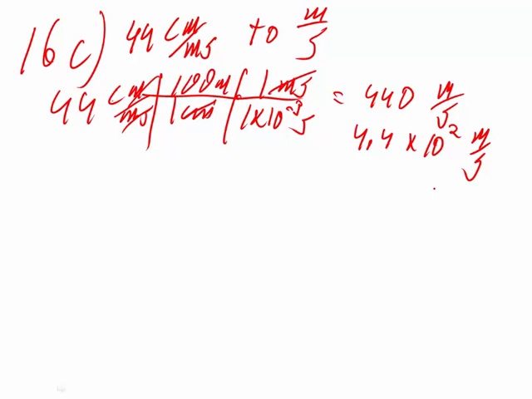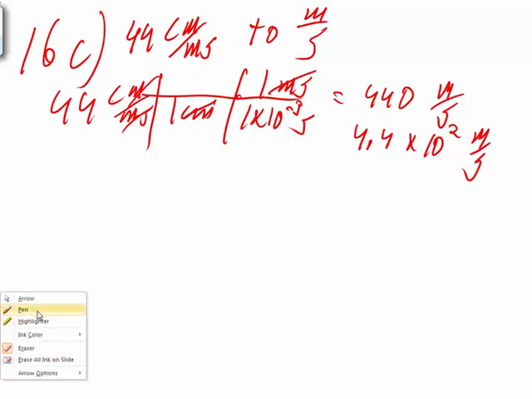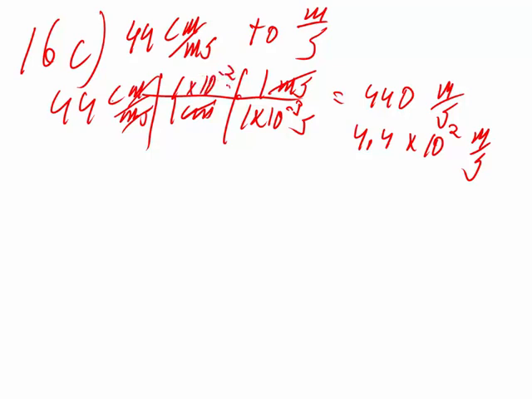All right, so you multiply 44 times 100. Oh, I know what I did. I see what I did. I'm crazy. I told y'all it's a long day. My bad. All right, 1 centimeter is 10 to the negative 2 meters. There we go. And so we get 440 meters per second, or 4.4 times 10 to the 2 meters per second. I had my number wrong up there. All right, sorry about that.